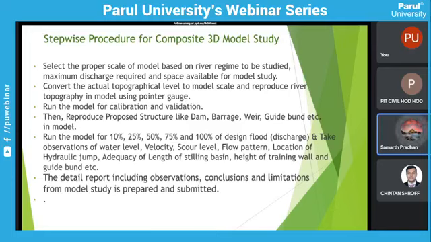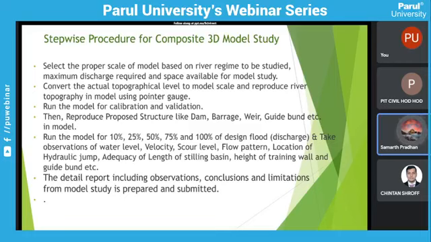So what type of observations are we taking? Water level. With the help of a pointer gauge, we are taking the water level. Then velocity. We have a current meter also, so with the help of the current meter at various locations, we are taking the velocity. Then scour. The scour of the bed is also tested once the model is run for 10% discharge.